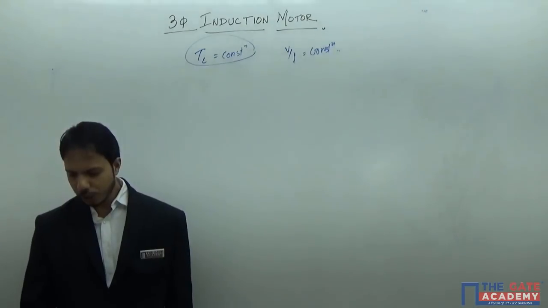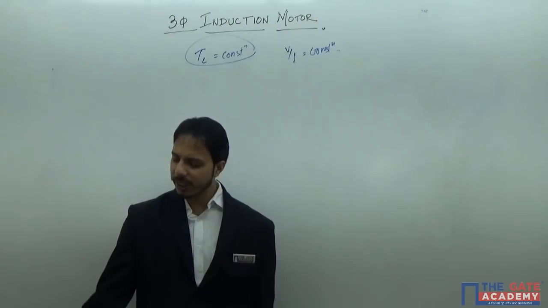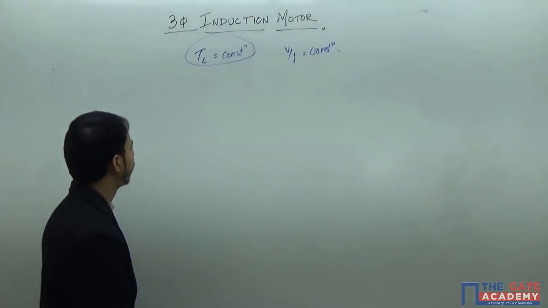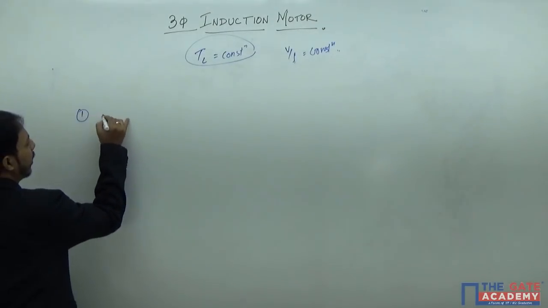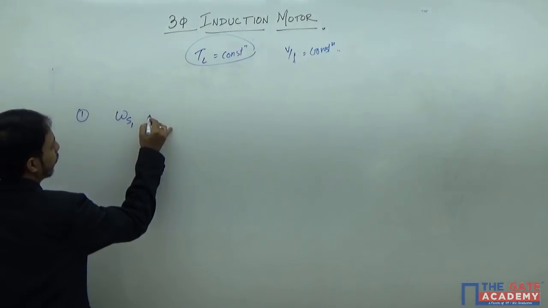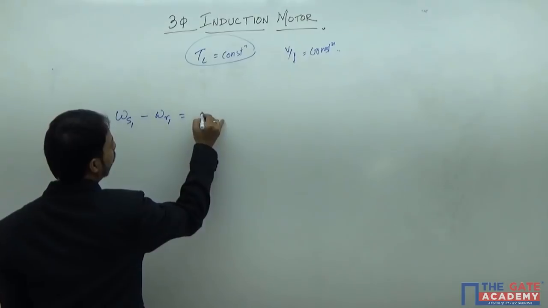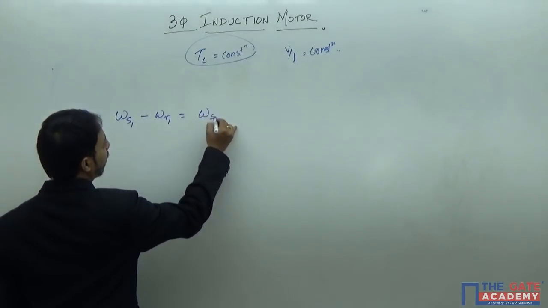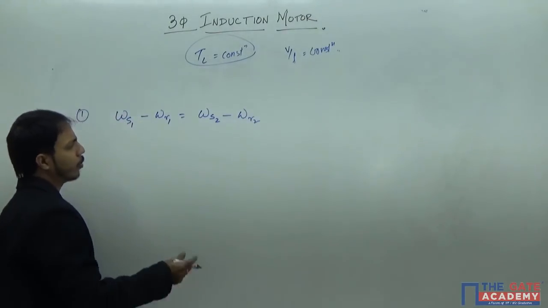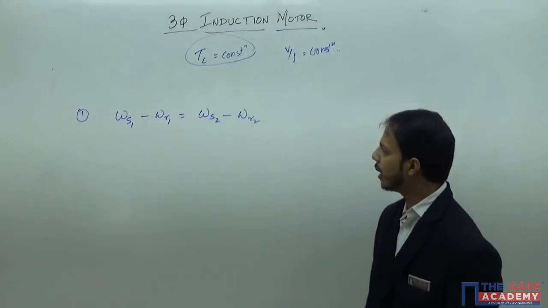The first statement says the difference between synchronous speed and actual speed remains same. That is, omega S1 minus omega R1 is equal to omega S2 minus omega R2. Now this is what they have said. Now we need to find out whether it is correct or not. So let us derive it.